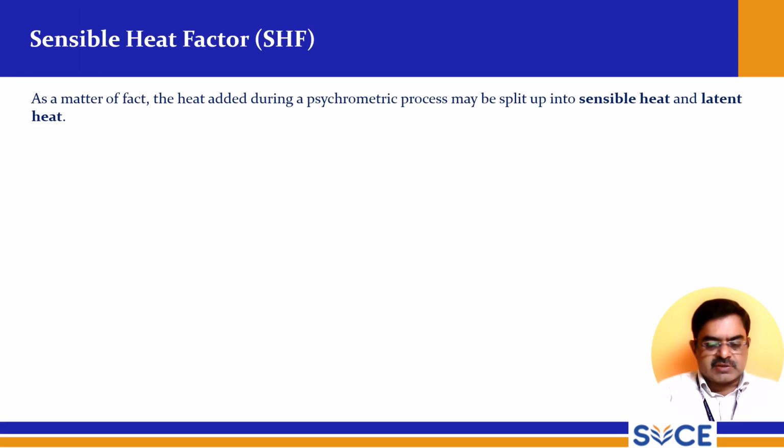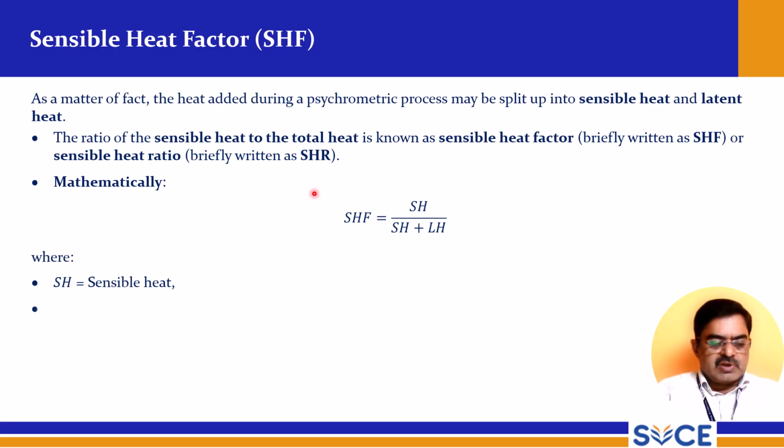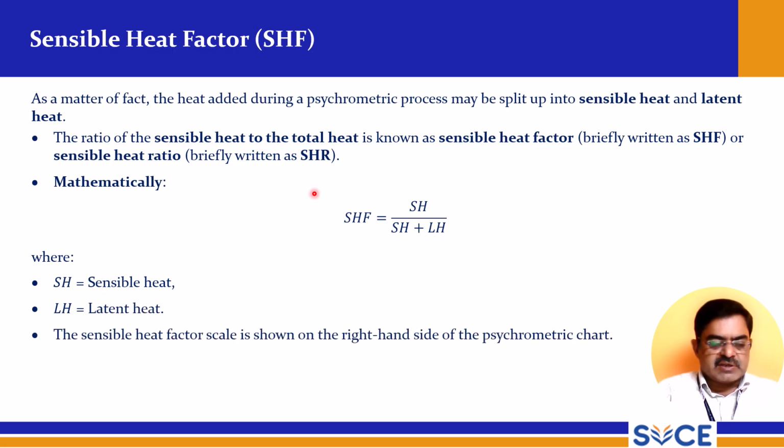Sensible heat factor, that is known as SHF. As a matter of fact, the heat added during a psychrometric process may be split into sensible heat and latent heat. The ratio of the sensible heat to the total heat is known as sensible heat factor. It is briefly written as SHF or sensible heat ratio, SHR. Mathematically, SHF equals SH divided by SH plus LH, where SH is sensible heat and LH is latent heat. The sensible heat factor scale is shown on the right hand side of the psychrometric chart. So on the right hand side we can see the sensible heat scale.